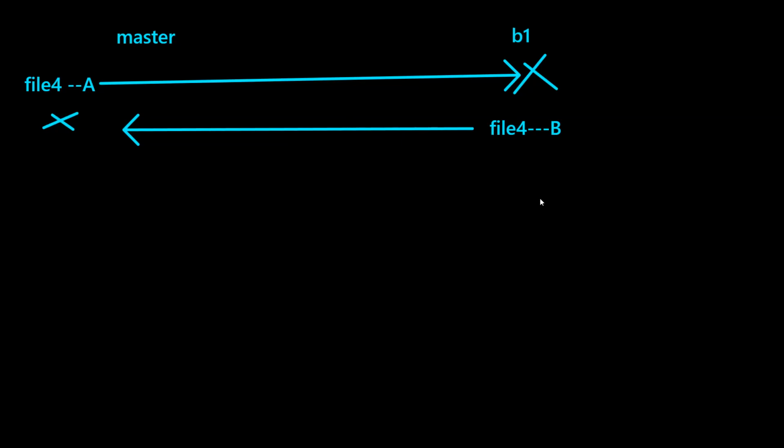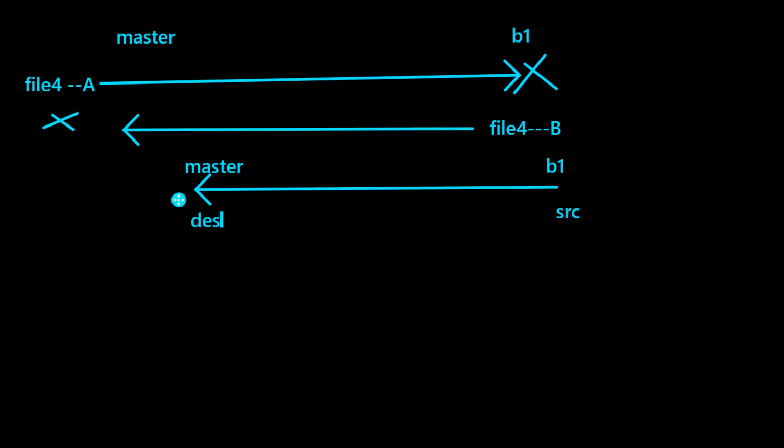Now let's say I want to merge. What is the meaning of merging? Whatever changes are there in B1 should come and sit in master, right? From the source, changes should come and sit in the destination branch. Here you will have commit B. If you check the commit history of file 4, what are the commits of file 4 existing here? This one, right? Similarly, what is the commit history of file 4 here?